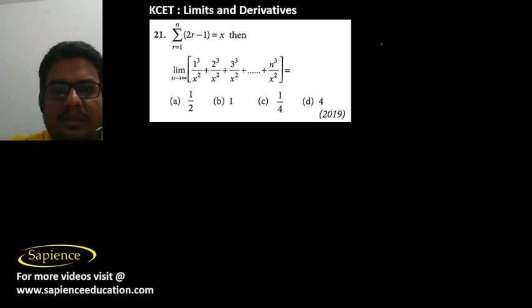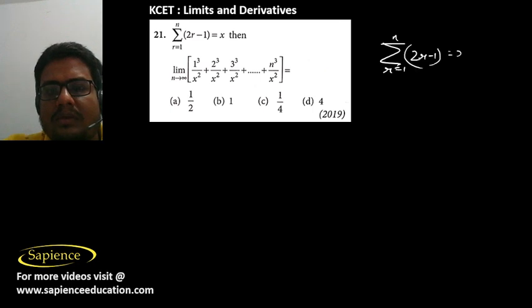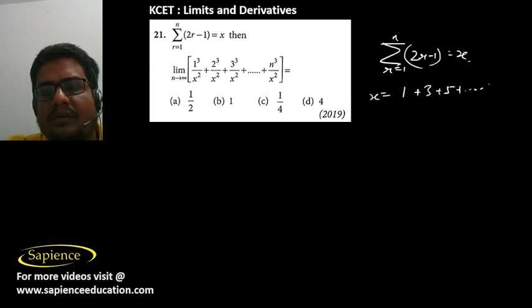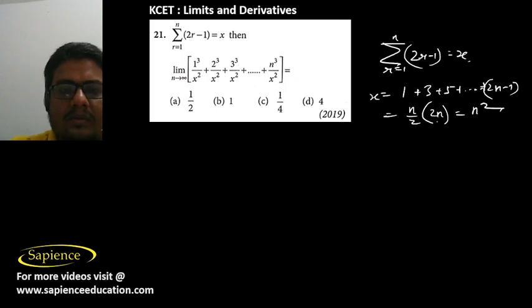And in question number 21, it is told summation r equals to 1 to n of 2r minus 1 is equal to x, then this is how much. Okay, so therefore x is equal to what? If I put 1 here, this is 1, then 3, then 5, till 2n minus 1. So it means the sum of all the odd terms. So it is in AP, so it is n by 2 into first term plus last term, which is 2n, so that is equal to n square. So x is equal to n square.